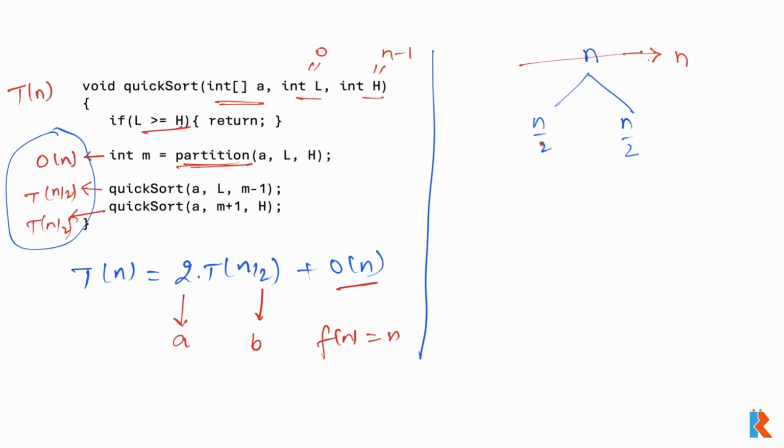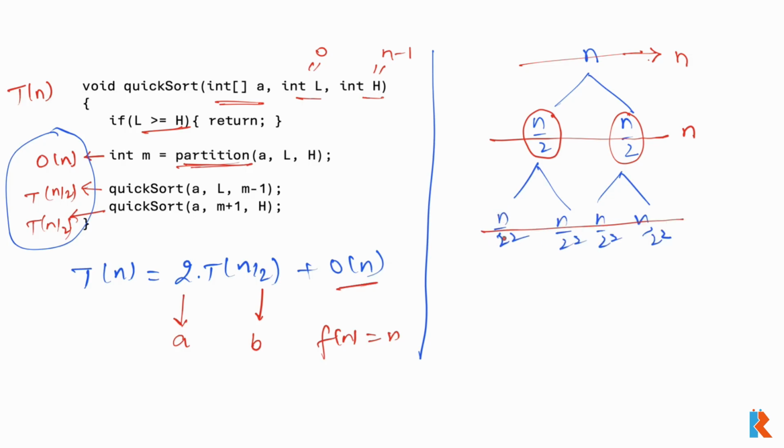How much time is taken at the next level? At the next level, there are two function calls. And both of these function calls will take n by 2 and n by 2 time. Therefore, we can say that the total time taken at this level is also n. Now what will happen is that these two functions will call the same function again for n by 2 square. Time taken at this level is also 4 times n by 2 square, that is again n.